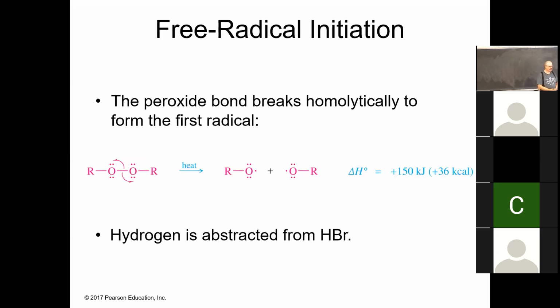So here's how it takes place. Here we have a peroxide, and in the presence of heat or light, the oxygen-oxygen bond is very weak, very easy to break. It breaks symmetrically, or homolytically, and we get two alkoxy radicals. This is the delta H for that process, 150 kJ. So this step is endothermic, and then hydrogen is abstracted from HBr, which is not shown on the next page. I'll go ahead and draw that on the board.